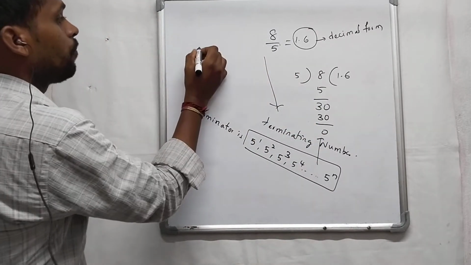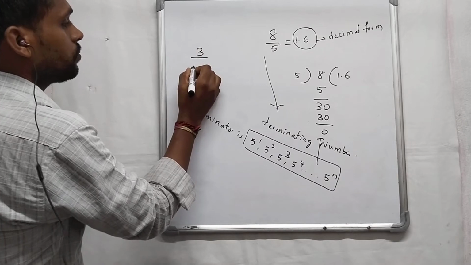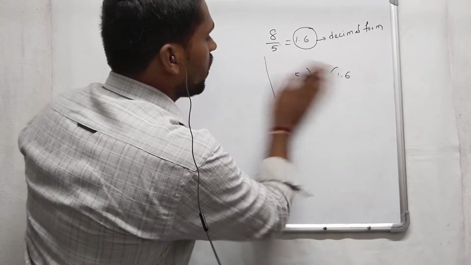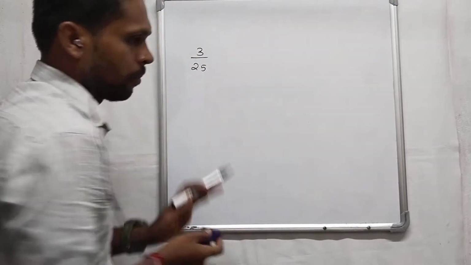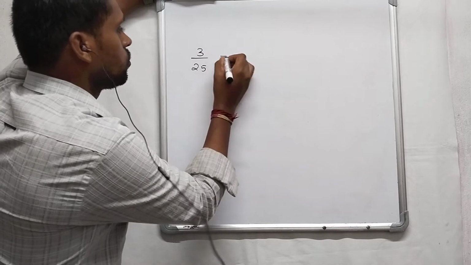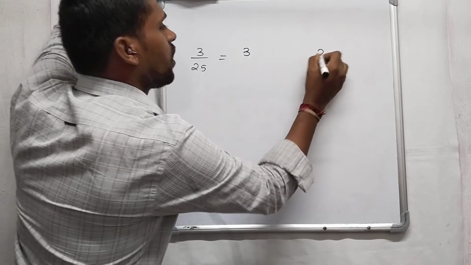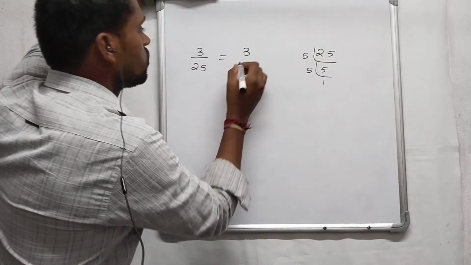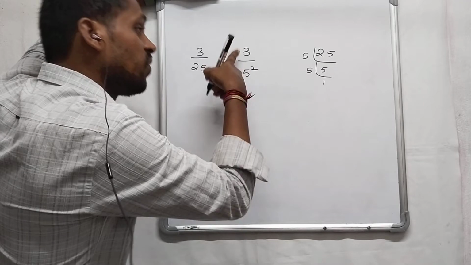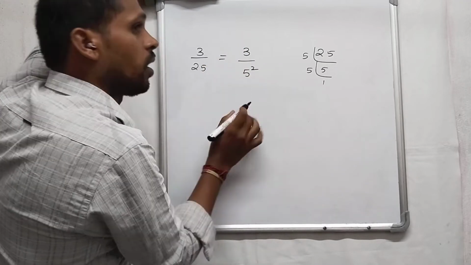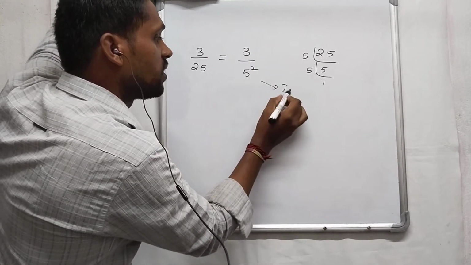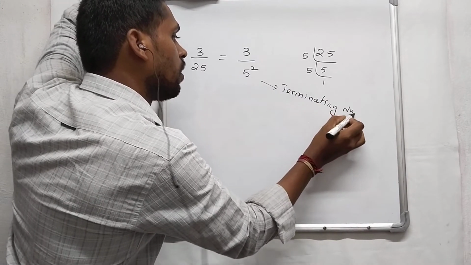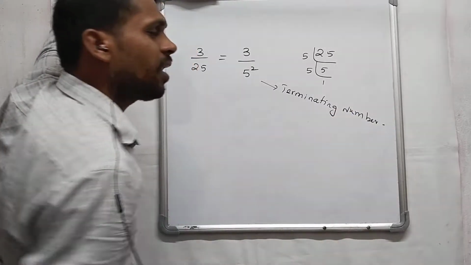For example, 3 by 25. Then how to identify simply whether it is terminating or non-terminating? So 3 by 25. Take the LCM of 25: 5 5s. So this we write as 5 square. If it is in the form 5 power 1, 5 square, then definitely it is a terminating number. Terminating number means definitely it gives remainder 0.